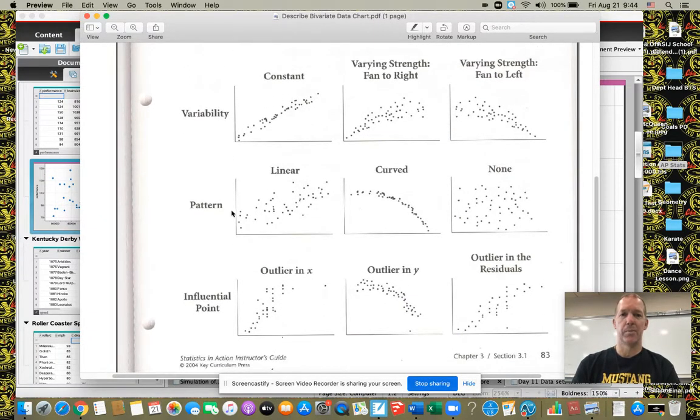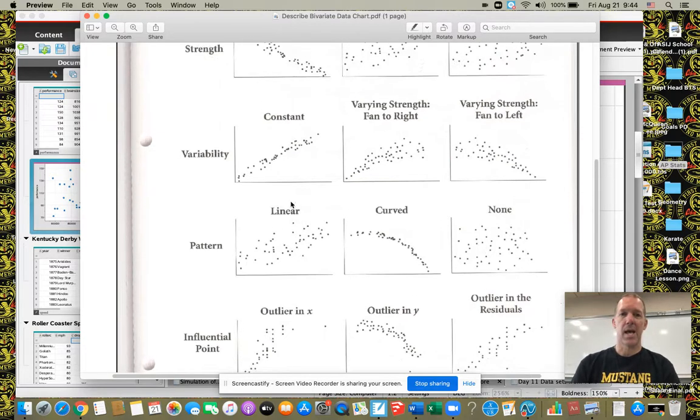Okay, so that's center. The shape of this thing, I'm going to go down a little bit to the pattern. So the pattern would be considered the shape. So is it a linear pattern? Is it curved? If so, is it exponential or whatever? And you might be able to figure that out. But really just saying, is it linear or curved is enough in this class. Or really there's no pattern going on. It's just there's no association. Okay, so that's your shape.